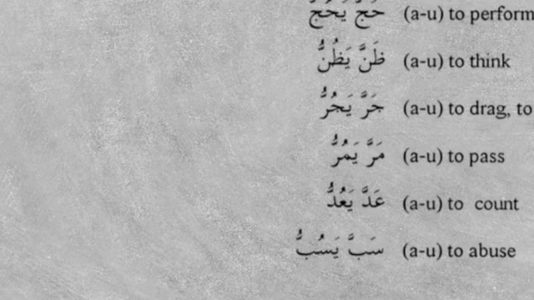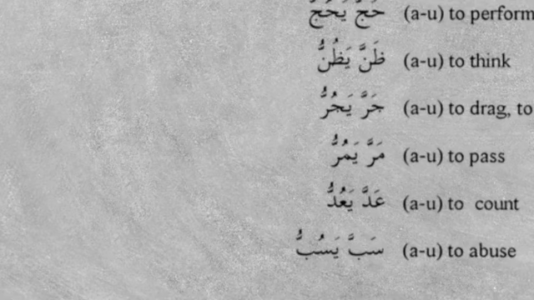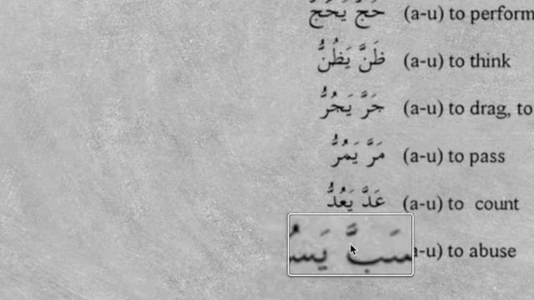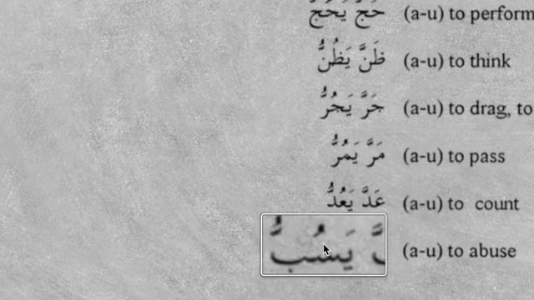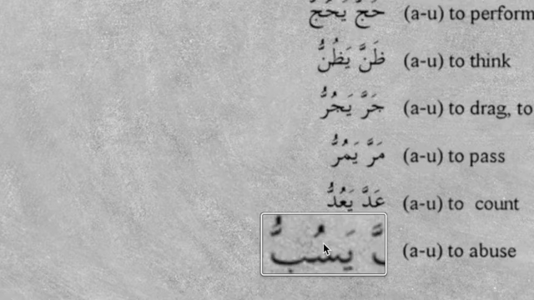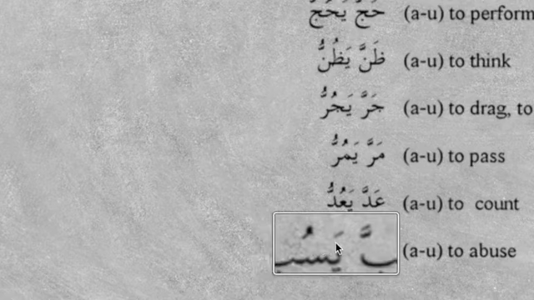So hajja yahujju, to perform hajj. This means bab nasara yansuru. So the ain kalima has got fatha, and mudari will have u. Zanna yazunnu, to think, or he thought and he thinks. Jarra, to drag or to pull. Yajurru. Marra, to pass. Yamurru. Adda, to count. Yauddu. Sabba yasubbu. See, these are all bab nasara, most of them, so it's no problem. There are a few bab samia which we will come across.